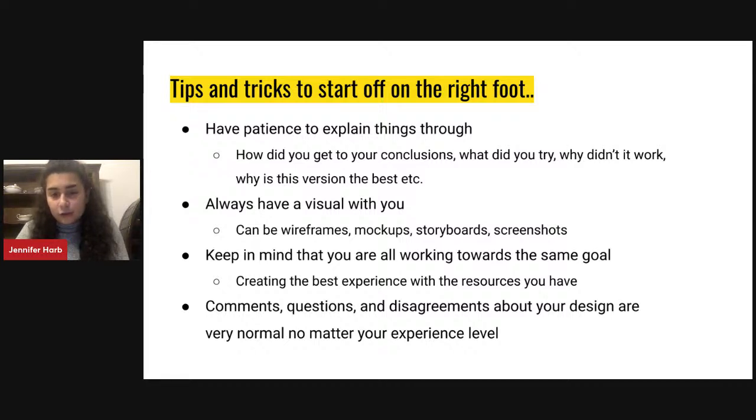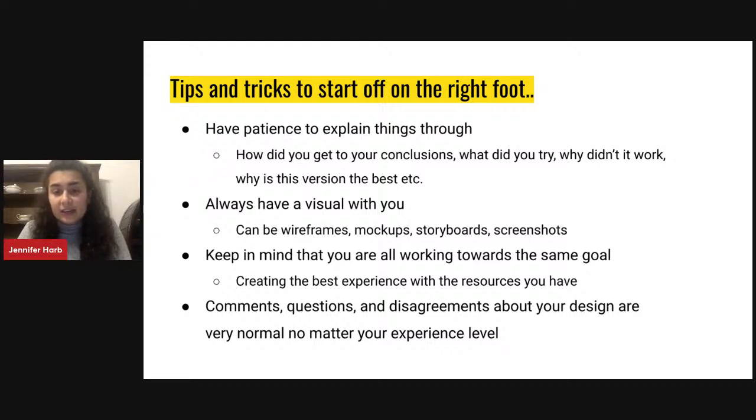And when it does get frustrating, keep in mind that you're all working towards the same goal. So even if you don't have the same approach, you're still trying to create the best product and experience for the users. Even if you don't have the same approach and methodology, as long as you keep that in mind, you'll be able to find a compromise.